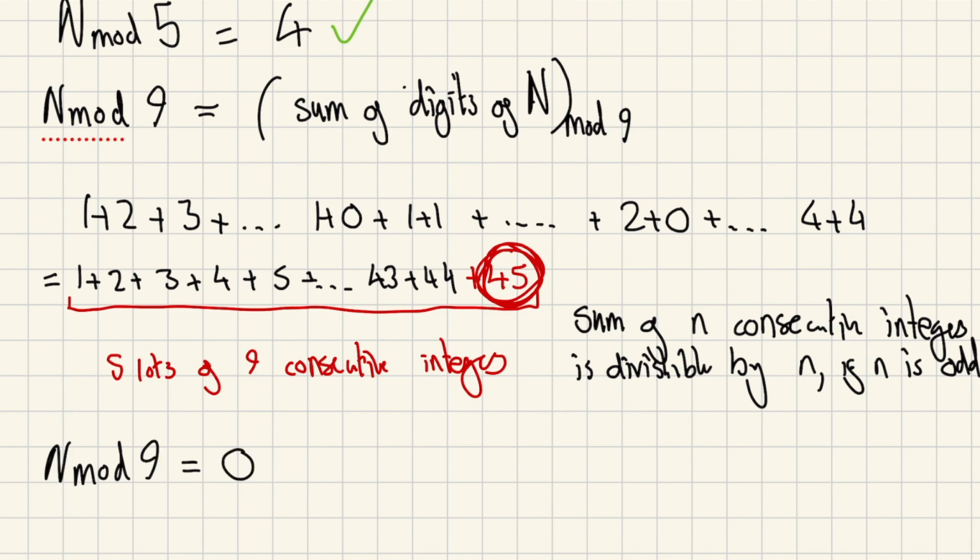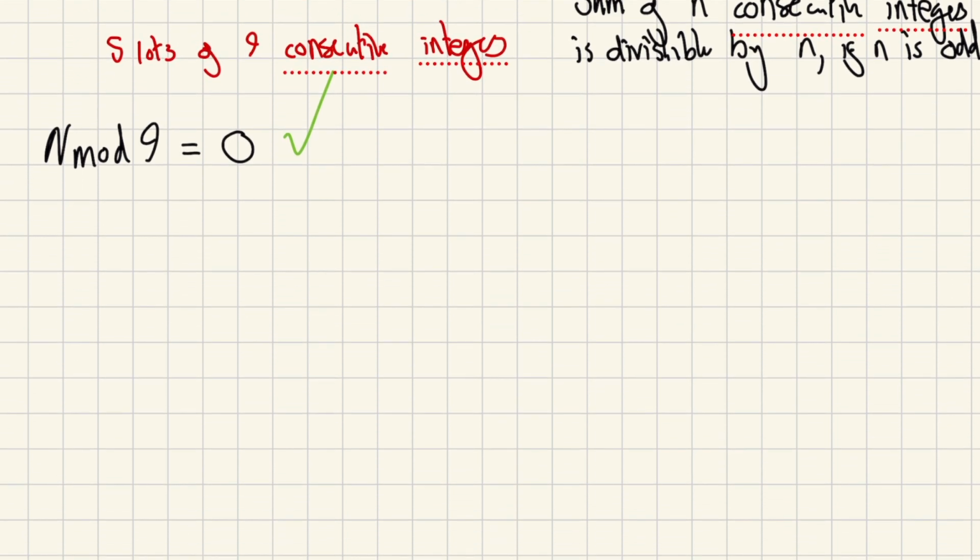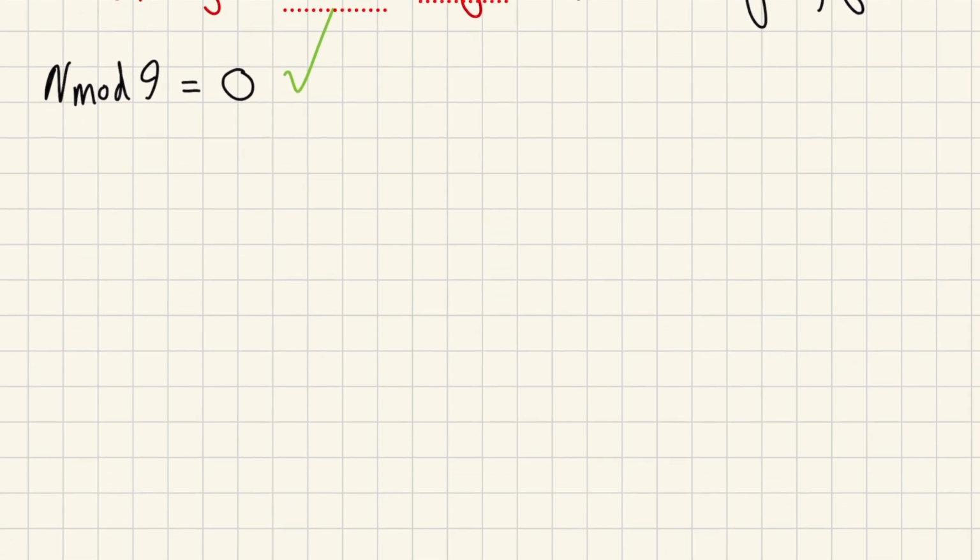Now, that's great. How can we put these two things back together to find out what n mod 45 is? Well, let's have a look. Because we know the remainder mod 5 is 4, we know that n must be of the form 5k plus 4. And we know it's also of the form 9m, where k and m are both integers.